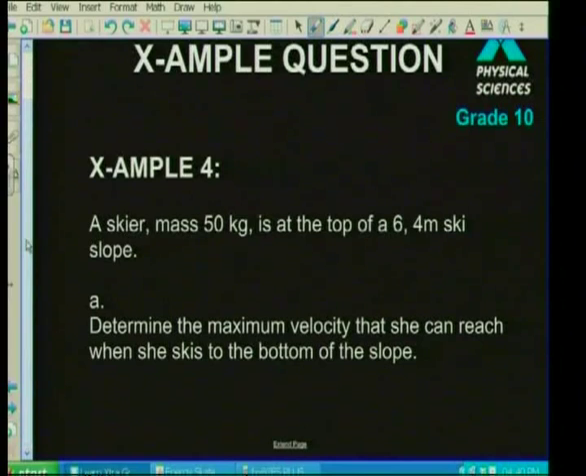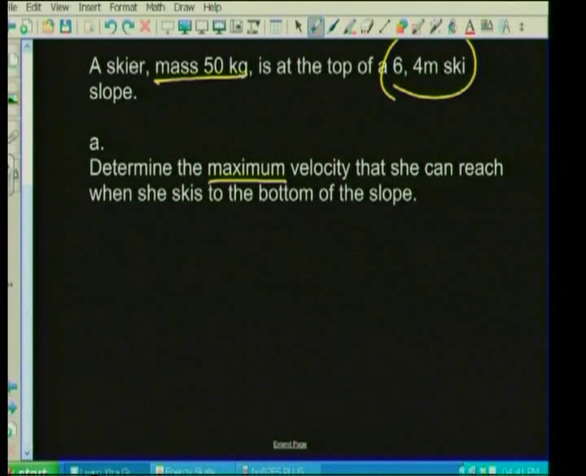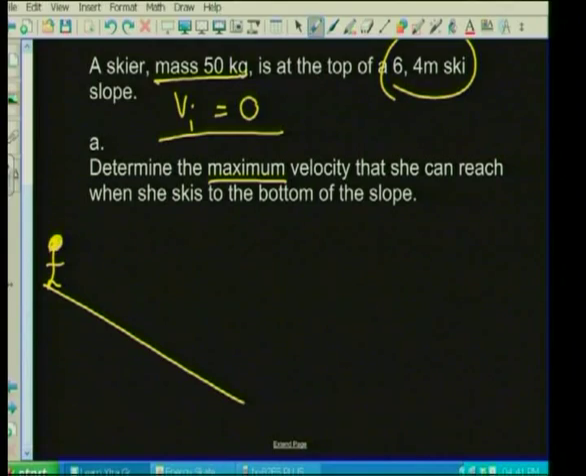Here we go. A skier of mass 50 kilograms, yay, it's in kilograms, we like it, is at the top of a 6.4 meter ski slope. Determine the maximum velocity that she can reach when she skis to the bottom of the slope. We have to make a very, very important assumption here, and that is that my initial velocity is 0. They haven't said it, but it's the only way we can do this.